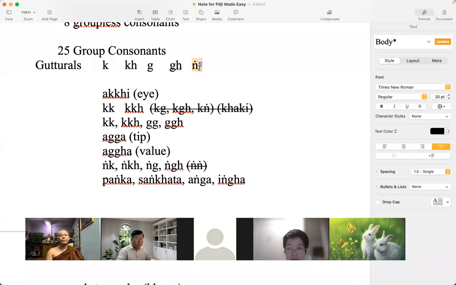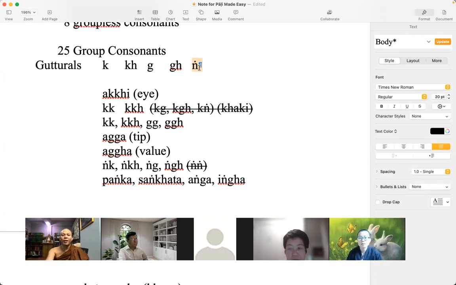So let's say ka. The non-aspirate one can go together with the non-aspirate or go together with the aspirate one. Two aspirates cannot go together. Like ka, the second and the second, they don't go together, you see? And then why does the last one, nga, with the dot, go with the ka and nga? I don't know how to say it.